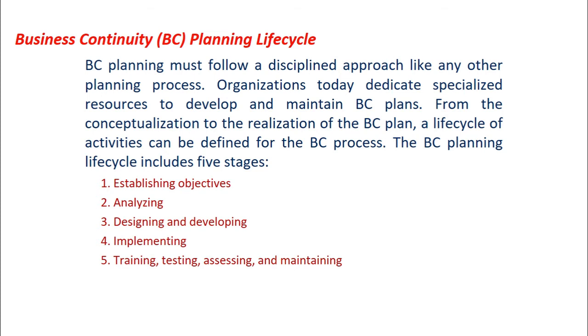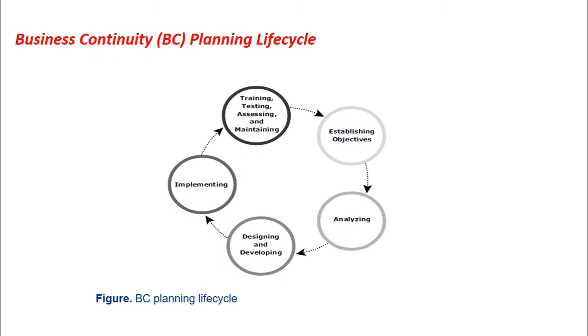Let us go through each and every phase in a bit more detail. This is a diagram for the business continuity planning life cycle. The first step is establishing the objectives, then analyzing, after that designing and developing, then implementing, and lastly training, testing, assessing and maintaining. Since this is a life cycle, after this it connects back to establishing objectives. It is a continuous process, hence we use the term life cycle here. Now, let us understand each term in the life cycle in a bit more detail.